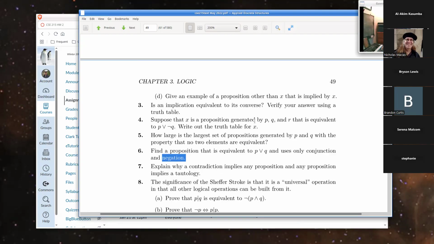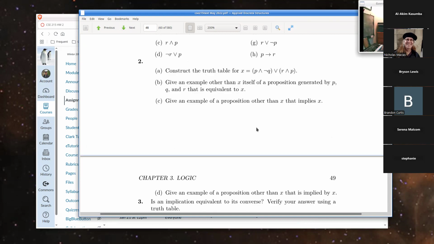Question 4, X is a proposition generated by P, Q, and R, and it's equivalent to this. In other words, it always has the same truth value as this. Write out a truth table for it. So your truth table should have P, Q, and R for the inputs, and then X's value for the output. So 8 rows, 1 output column.